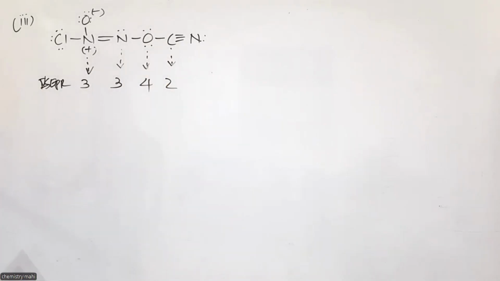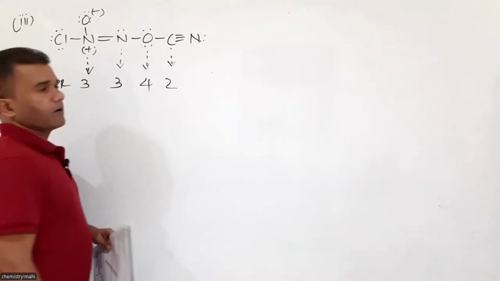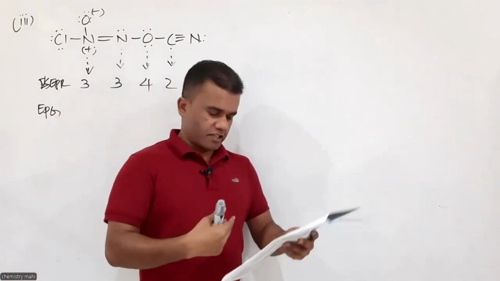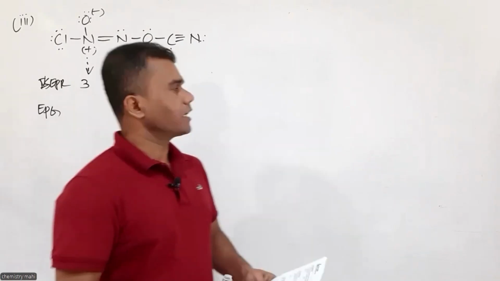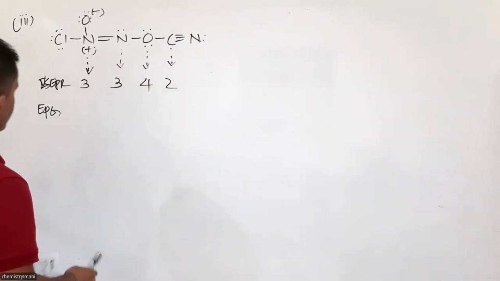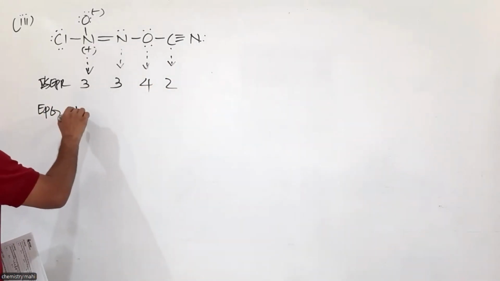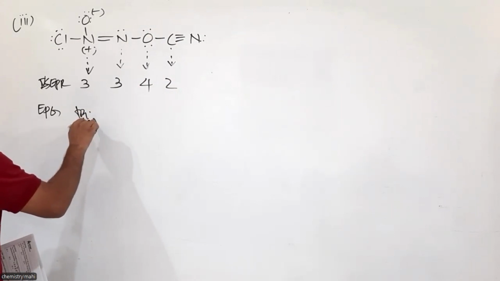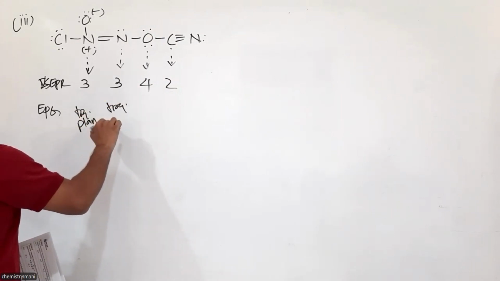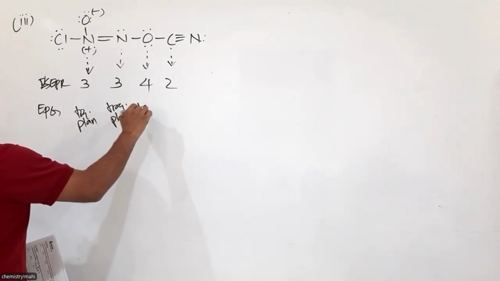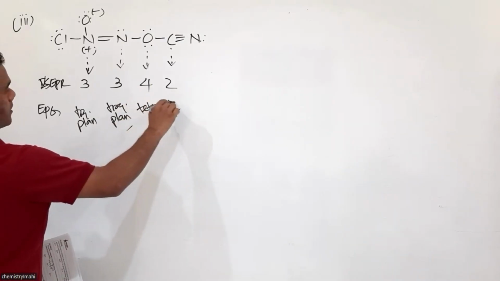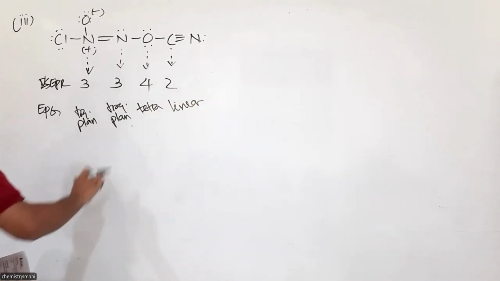Okay, these are the VSEPR. Then electron pair geometry, based on the number of repulsive units. This information is actually available in the table I gave you. So 3 means trigonal planar. 3 means again trigonal planar. 4 means definitely tetrahedral. 2 means linear. We are talking about electron pair geometries.